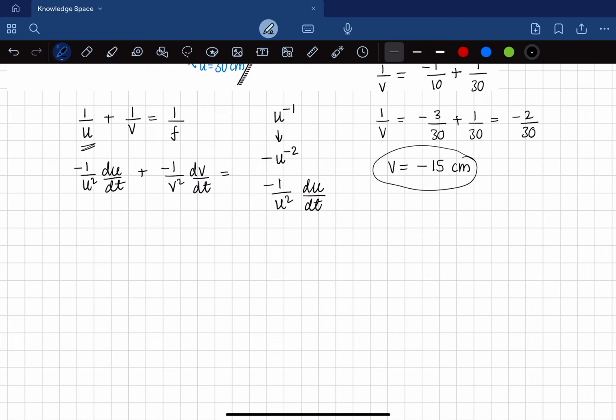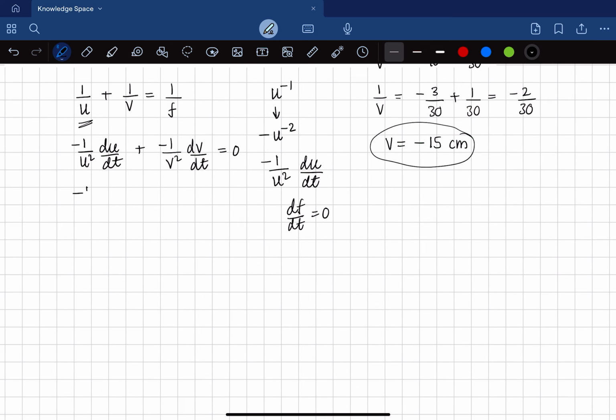We could do this same thing with focal length as well, but focal length does not change per unit time. Since f is constant, df by dt is 0, and hence we could just directly put a 0 on that side. Now let's make it easier to work with. I'm going to put this on the other side, so we get that dv over dt. Okay, so now using this, we're going to find Vm.